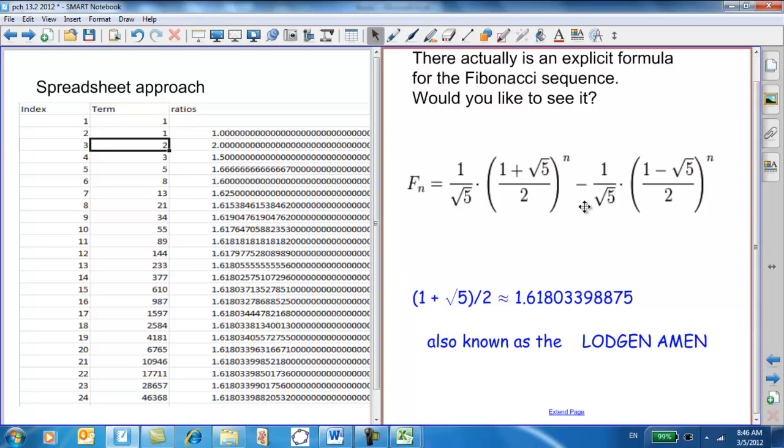Okay. Oh, and check this out sometime. Try taking this formula and putting in 24. See if you get 46,368. All right.